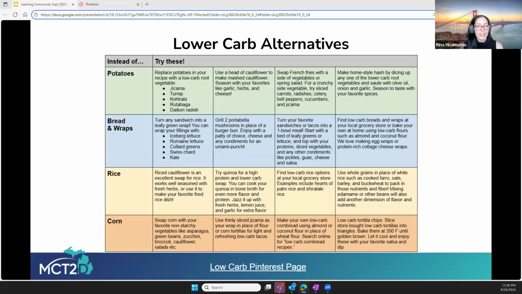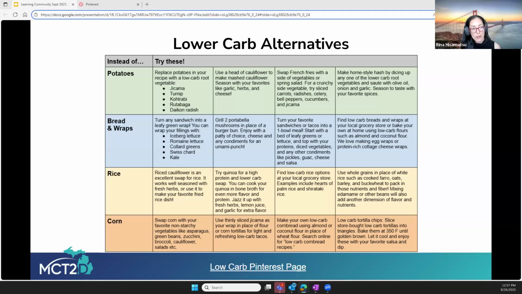Okay, last but not least, we also received another question about interest in having a list of low carb food substitutions for patients. Coincidentally, we are working on creating an MCT2D tool on low-carb alternatives to common carbohydrate foods. This is just a snapshot of what we're preparing. There are lots of low-carb alternatives.